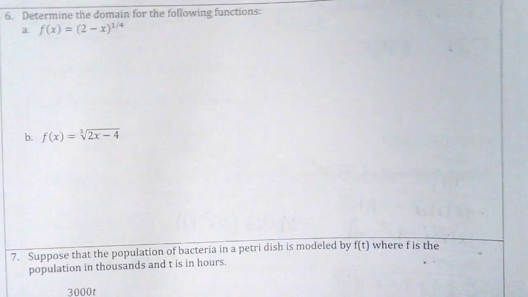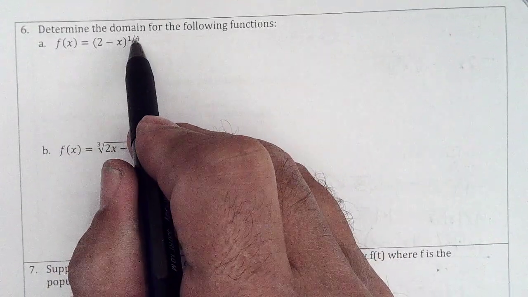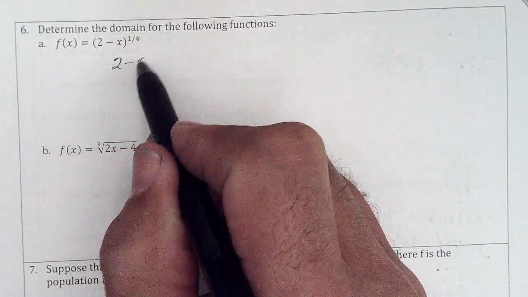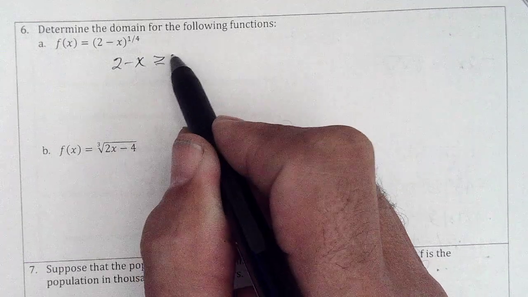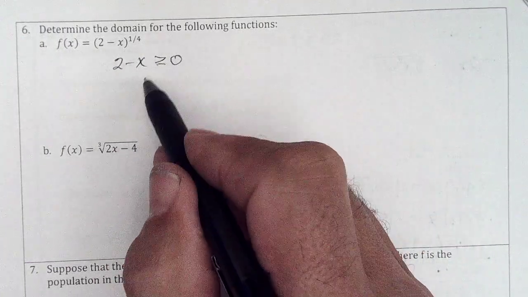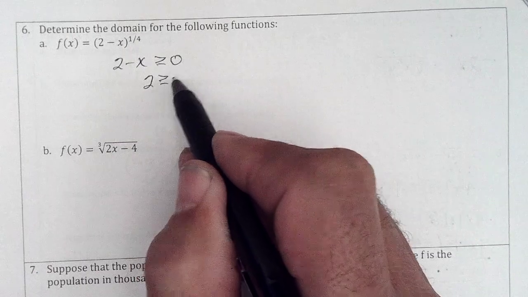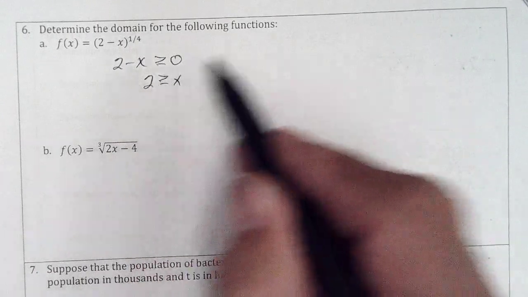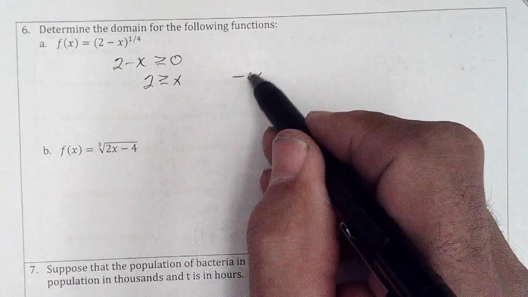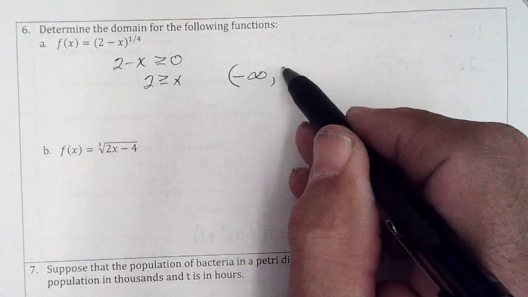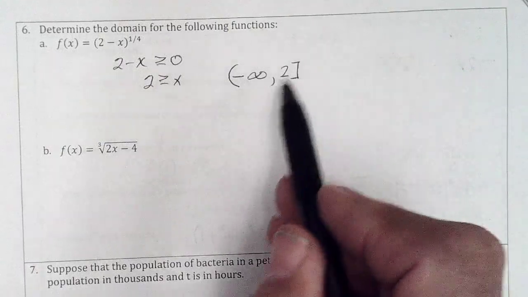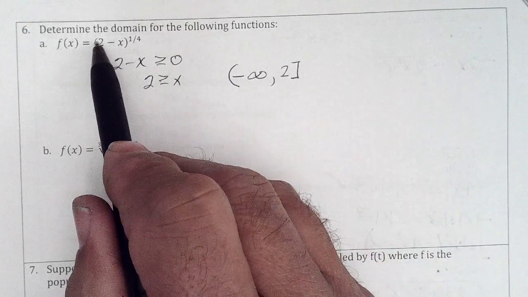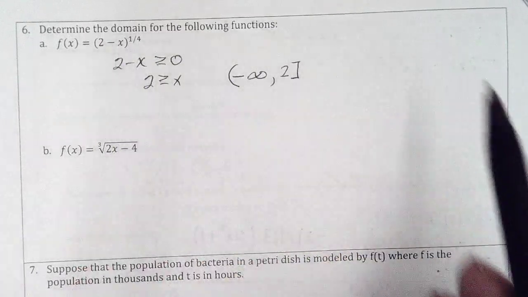And now the last page, domain. The fourth root, that means this has to be positive. 2 minus x has to be positive or 0. Add x to both sides and we get 2 is greater than or equal to x. Or x is less than or equal to 2. So that would be from negative infinity up to 2 and including 2. If I'm subtracting them, all these numbers subtracted there will be 0 or positive.